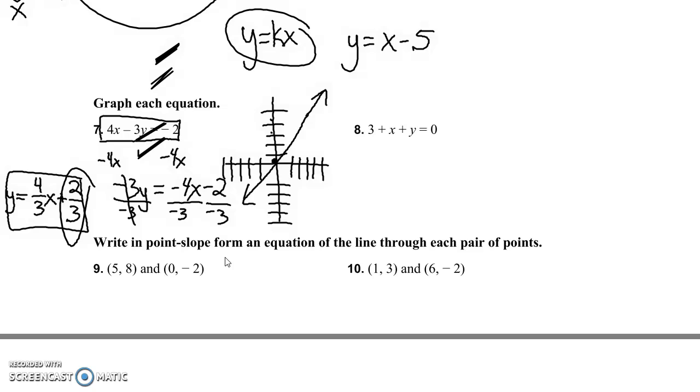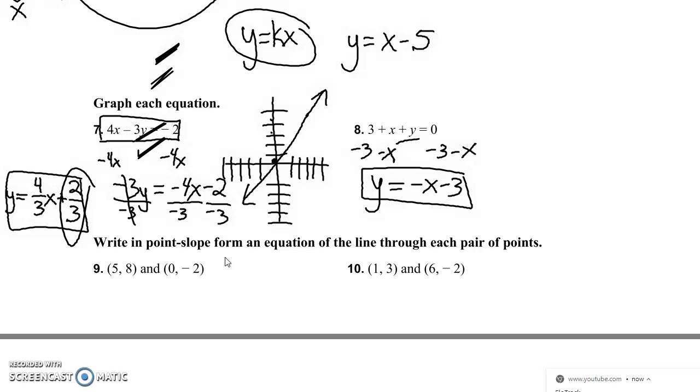Let's do number 8 now together. And again, we got to solve for y. So we're going to get everything else on the other side. So you're going to minus 3 and minus x at the same time. And you can do that at the same time because there's 0 on this side. So we're going to minus 3 and minus x. So your equation will look like y equals negative x minus 3. That's your equation.